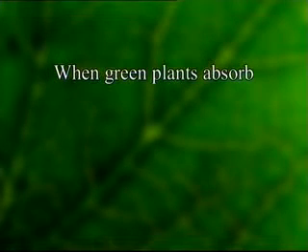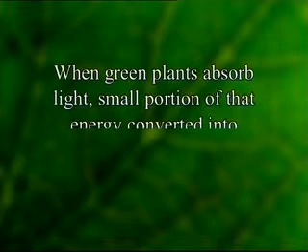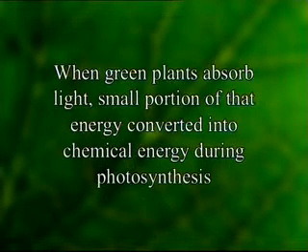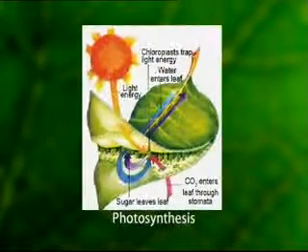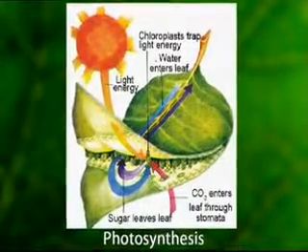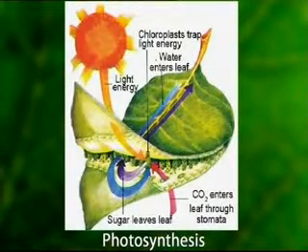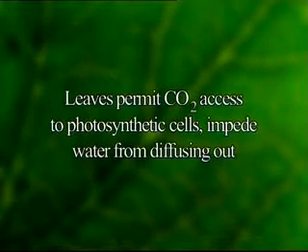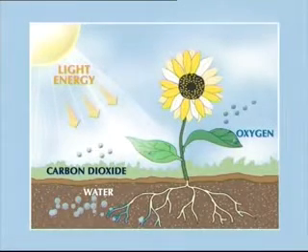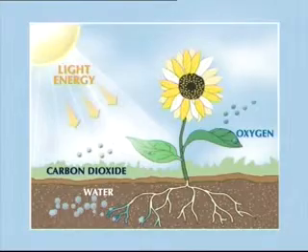When light is absorbed by a green plant, a small portion of that energy is converted into chemical energy in the process of photosynthesis. Leaves are a plant's main photosynthetic organs. Leaf structure is closely associated with its photosynthetic function. Leaves must permit carbon dioxide access to the photosynthetic cells but impede water from diffusing out. The oxygen that is a waste product of photosynthesis must be allowed to escape from the leaf.